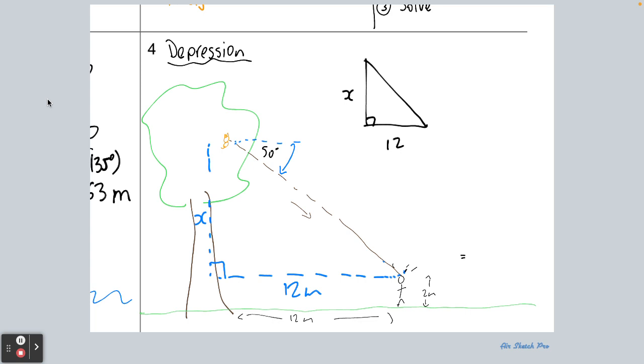The other thing I could have done is I could have just created a triangle that was upside down. Why didn't I? Didn't think of it. Either way, it's a pretty basic thing to see that this must be 50 degrees.